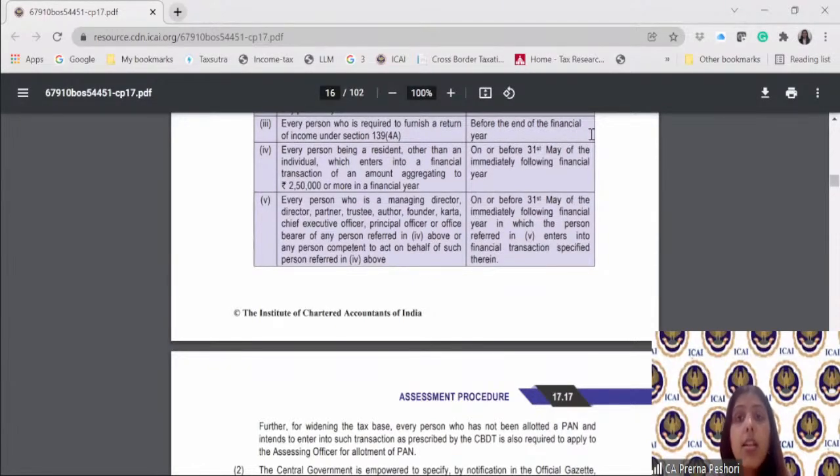So he has the responsibility to see that the PAN has been quoted. He has also the responsibility to see that the PAN is authenticated. Clear? Is that clear? Any doubt? Okay.